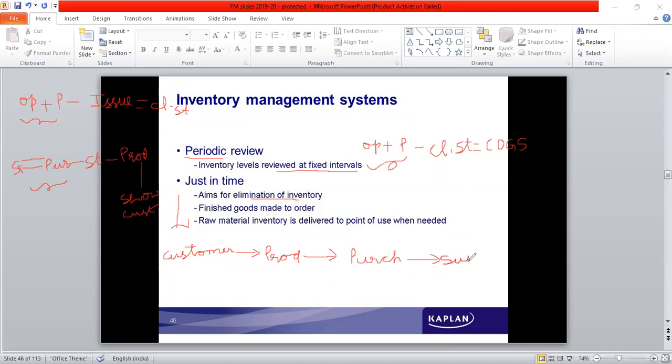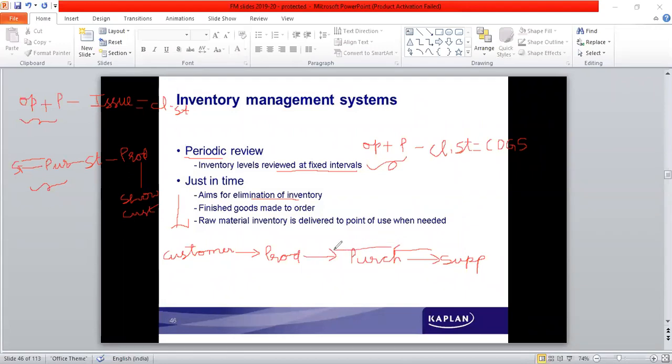And the suppliers, on receiving the order, supply the material. So just at the right time, just in time, the order is received from the customer. To fulfill the order, production is taken up. To fulfill the production, purchases are made. To fulfill those purchases, they need to approach the supplier. The supplier instantly delivers the material to the purchase department, and then the stores department.